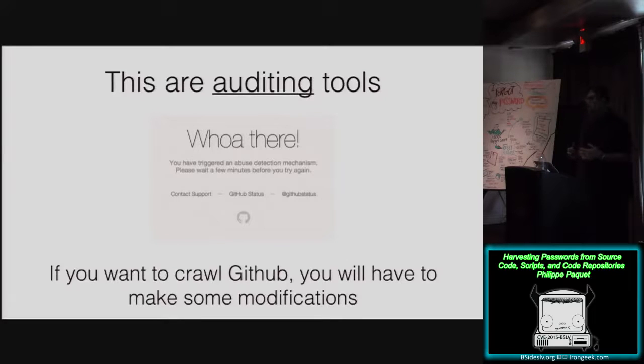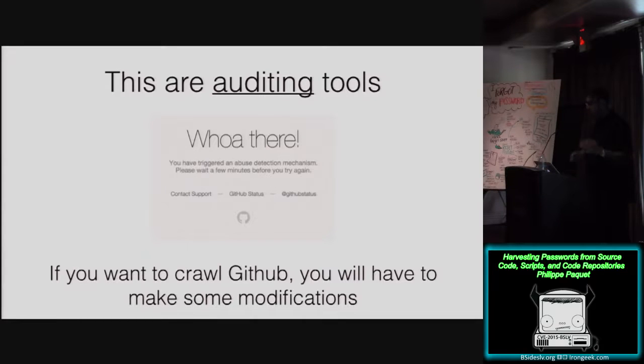I am not going to provide a way to go around a restriction from GitHub. GitHub has abuse restriction, so if you point the tool to github.com, you're going to have some problem, and you will have to modify the tool. But it works actually really well for your internal repository.